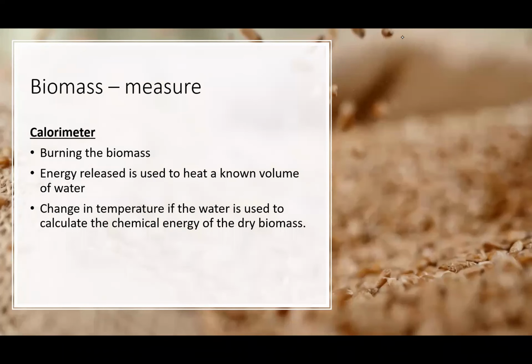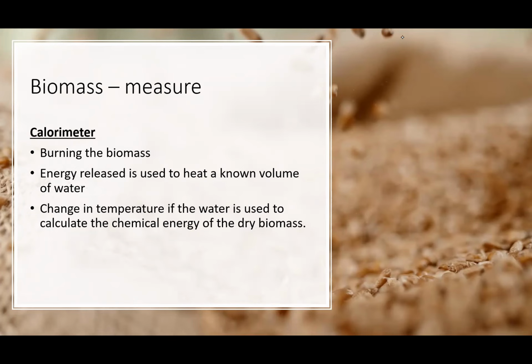So you can estimate the amount of chemical energy that we store in biomass by burning the biomass in the calorimeter. And the amount of heat that's given off lets us know how much energy is inside it. And as you know, energy is measured in joules or kilojoules. So all we do is we get a sample of biomass and we burn it, and the energy that's released is used to heat a known volume of water. The change in temperature of the water is then used to calculate the chemical energy of the dry biomass. And it's really that simple.